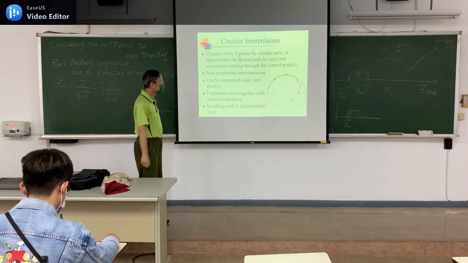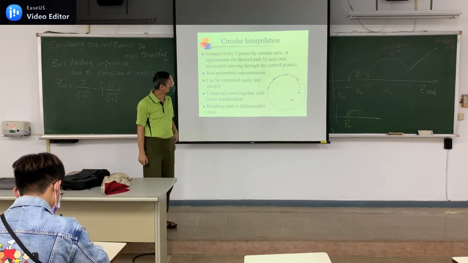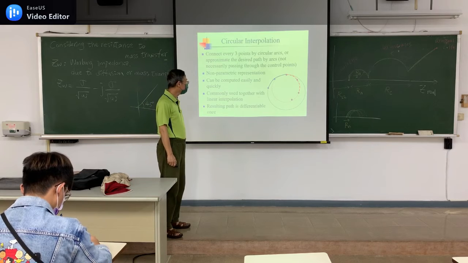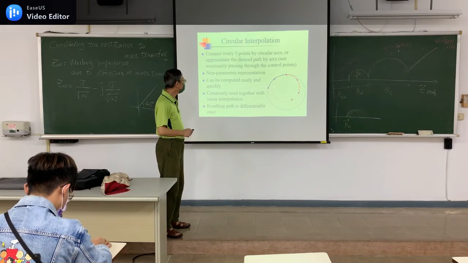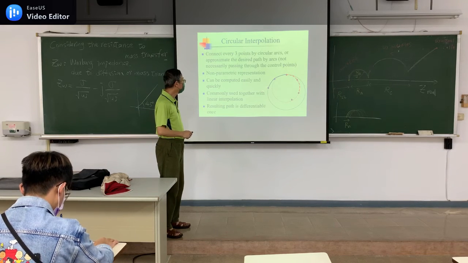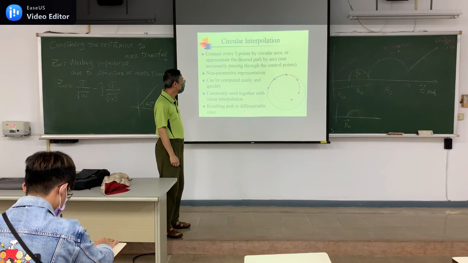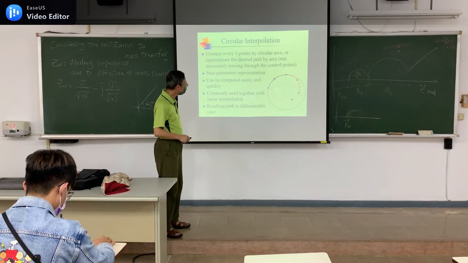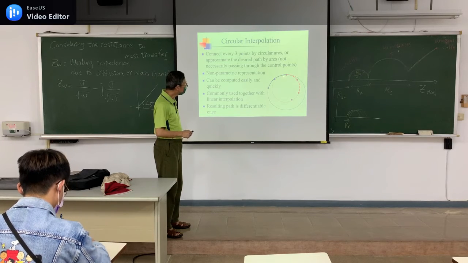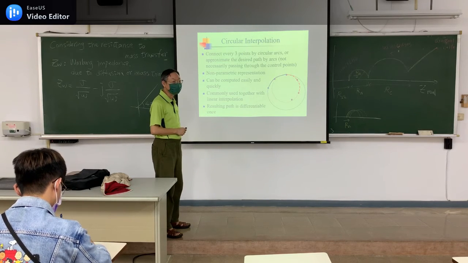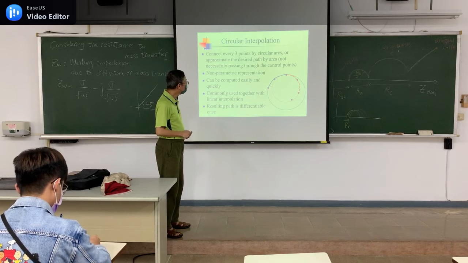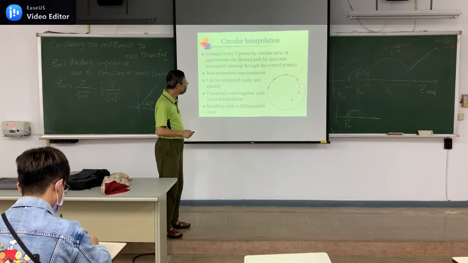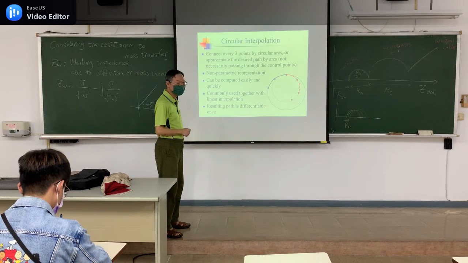Circular interpolation is that every 3 points you can form a circle. For example, 1, 2, 3 is a big circle, and so on. So you can do the circular interpolation like this.